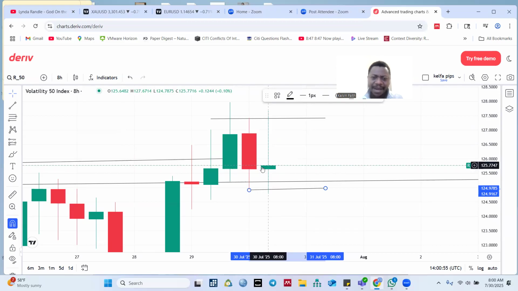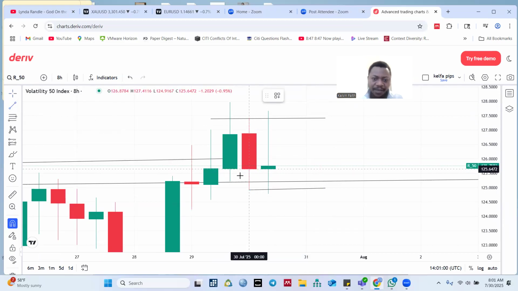this candle might close below this bearish candle. If it closes below anywhere here, we should sell. If it closes below this bearish candle, if the body closes.